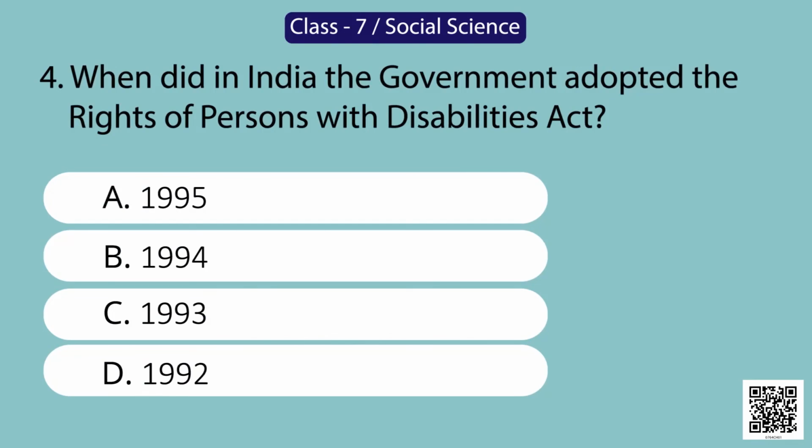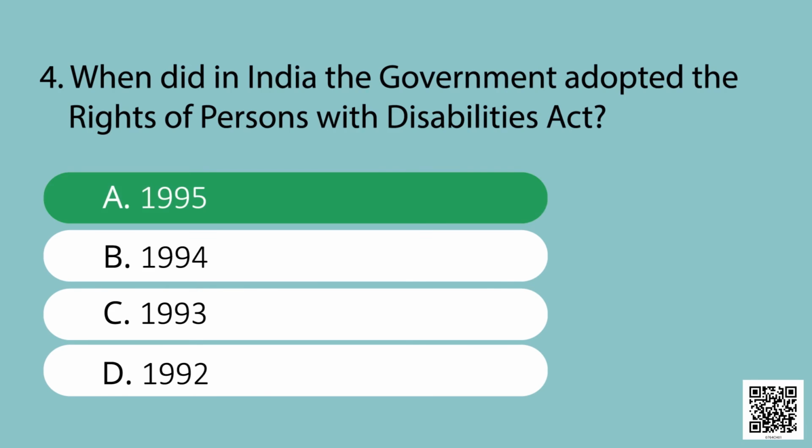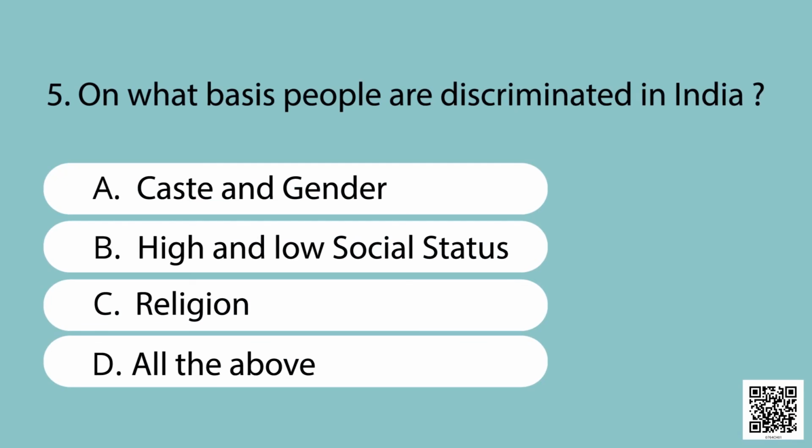Question number 4. When did the government of India adopt the Rights of Persons with Disability Act? Students, in this question you have to choose one right year from the 4 choices. A. 1995, B. 1994, C. 1993, D. 1992. Students, A. 1995 is the right answer.